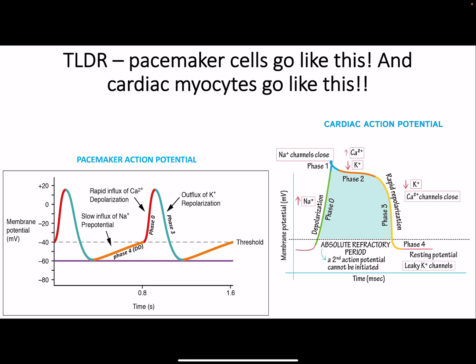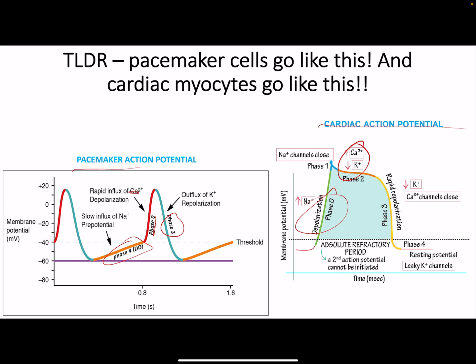All right, so that's a lot of information. I do think it's important, but more important is just to get the basic gist. Phase 4 of the pacemaker is diastolic depolarization. Phase 0, calcium runs in through L-gated channels, also known as dihydropyridine channels. Phase 3, potassium leaves, and that is the nodal cells. The cardiac action potentials: Phase 0 is sodium in.